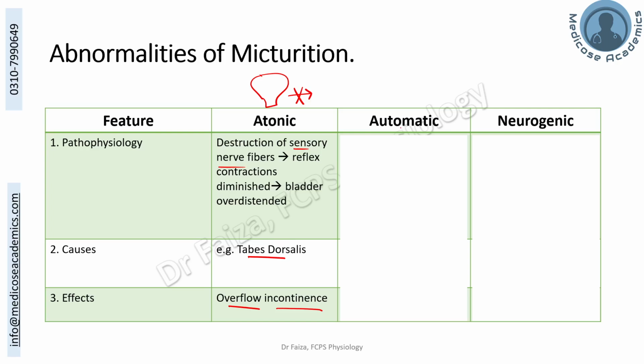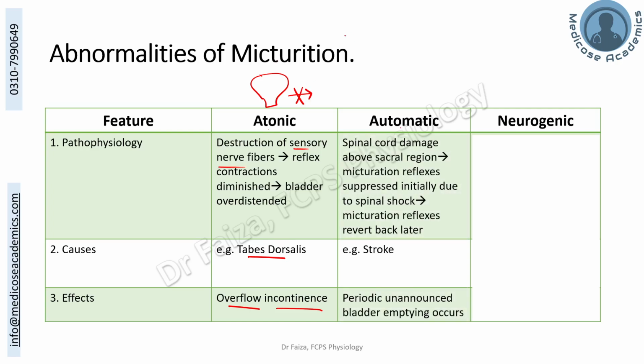Then comes the automatic bladder. The problem in case of automatic bladder is the spinal cord damage above the sacral region. Now the sacral segment is intact, the afferent and efferent nerves are intact, so the micturition reflex would be there, but the external influence from the higher brain centers would be lost. The voluntary action would be lost, the pons and midbrain action would be lost, so it will become an automatic event.